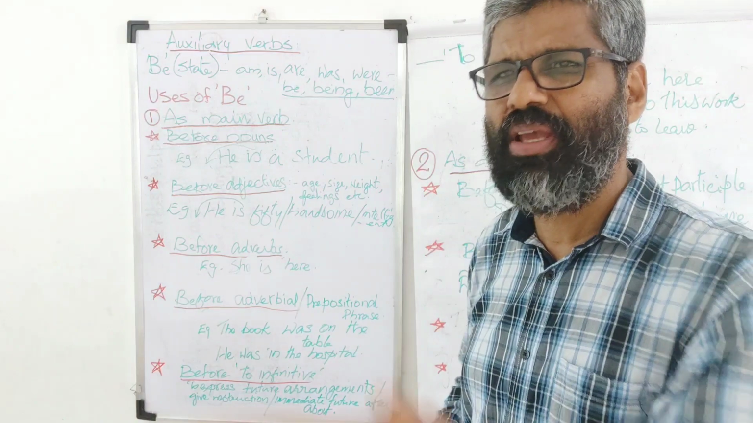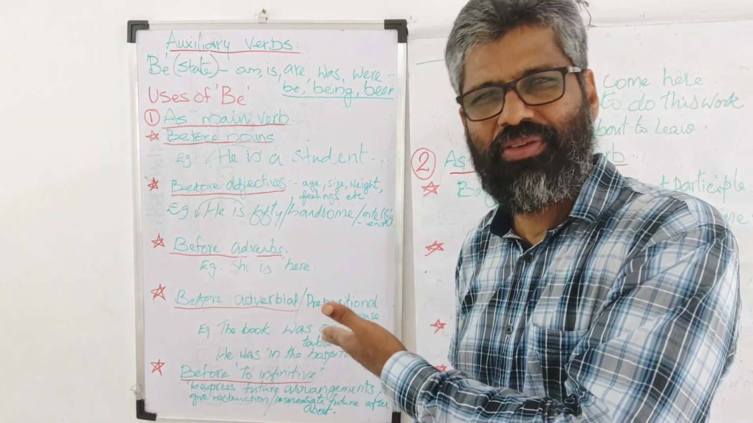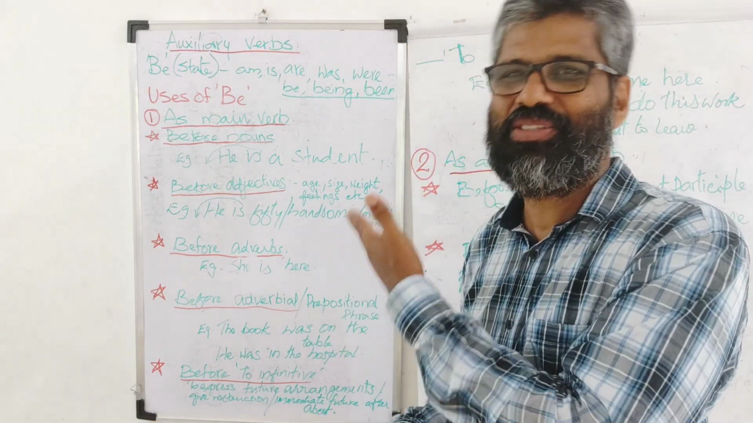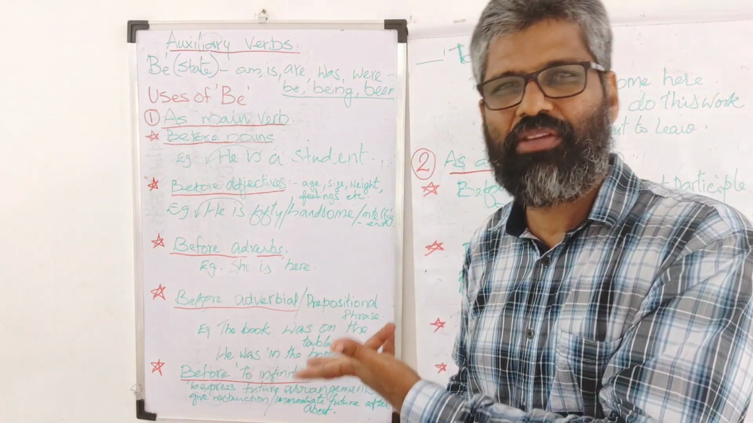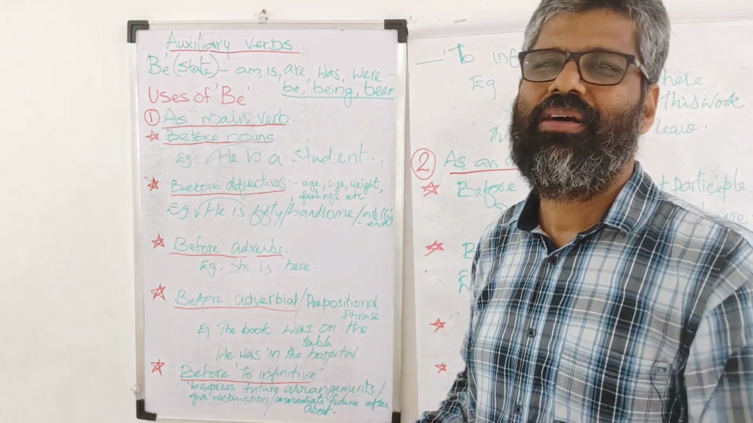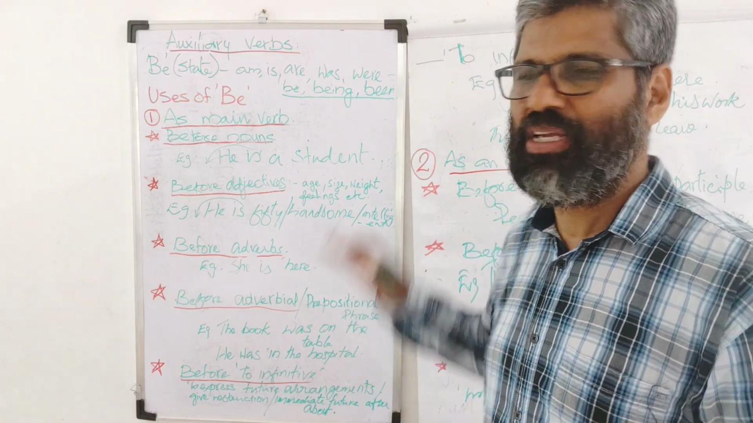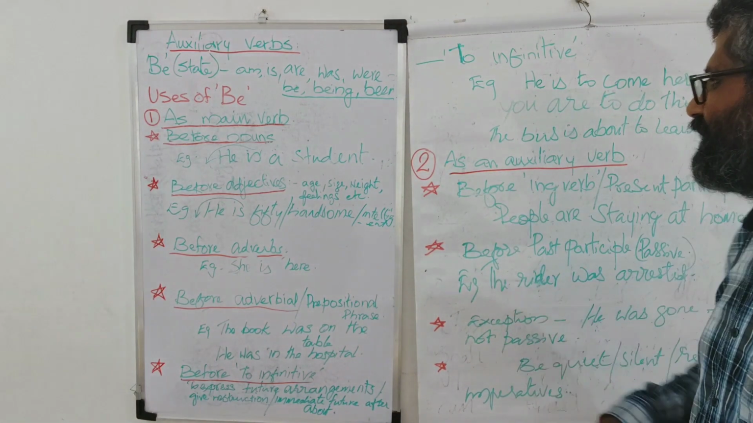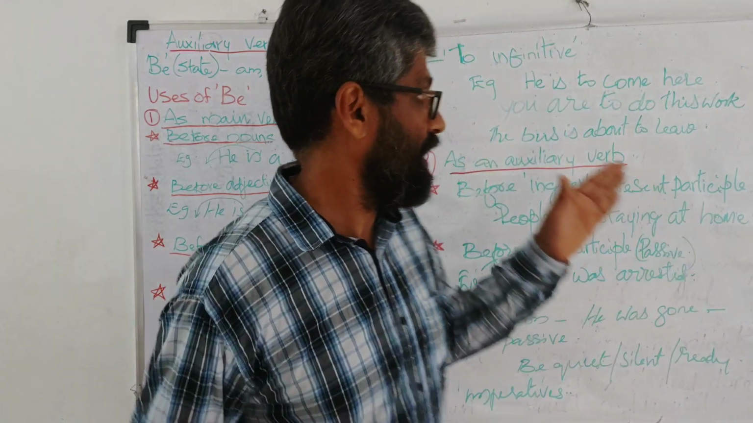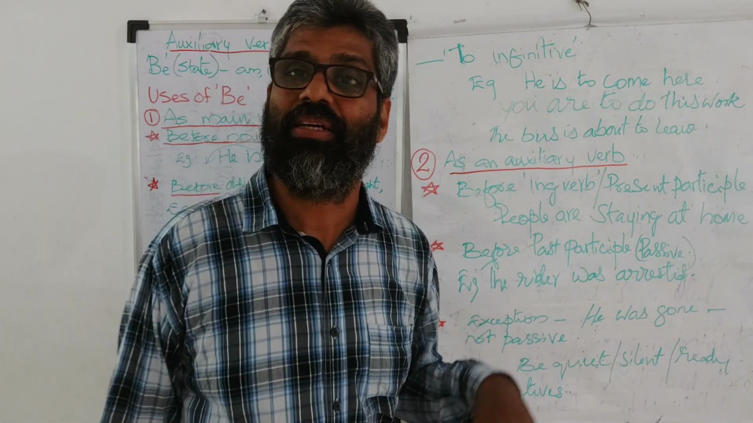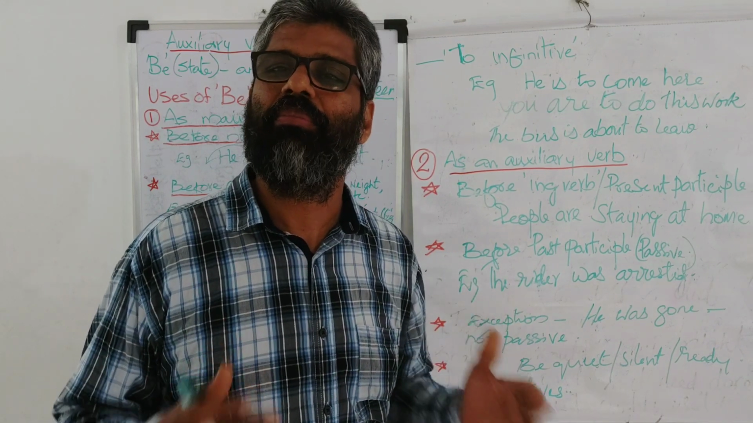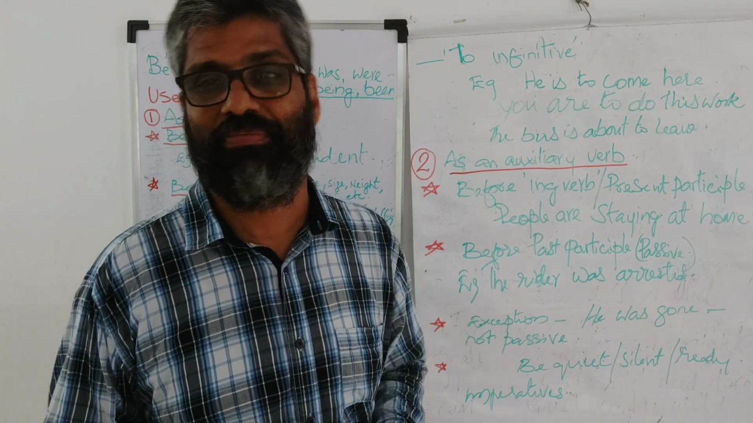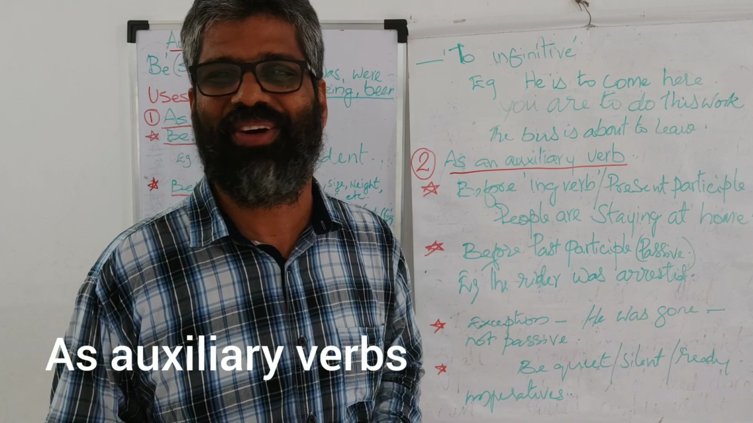The same way, you can make it negative, short contracted form of negative, interrogative, negative interrogative, and negative interrogative contracted. Okay, do like that. And then comes be as auxiliary verb. You know that this be form can be used as auxiliary verb also. Okay, we can use it as auxiliary verb.